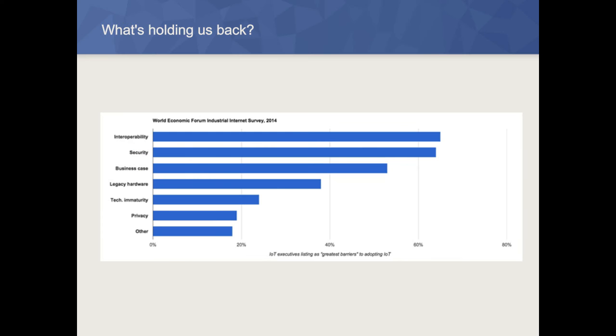So there was a survey that was sent out from the World Economic Forum Industrial Internet Survey in 2014, when they asked what's holding people back. And interoperability, of course, is number one, followed very closely by security, business case, legacy hardware, and so forth. But what we're seeing also on our side is an exponential interest in developing IoT solutions. So we feel that this is going to be an absolutely critical part of most businesses in the very near future.